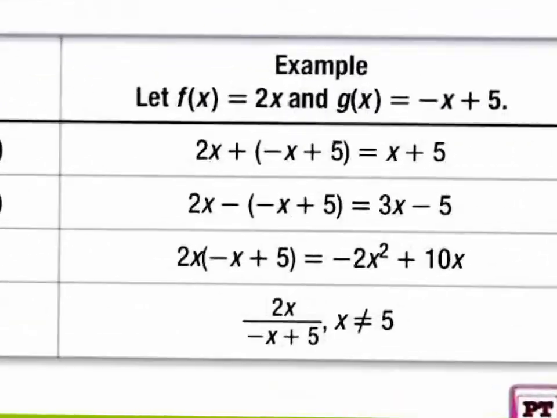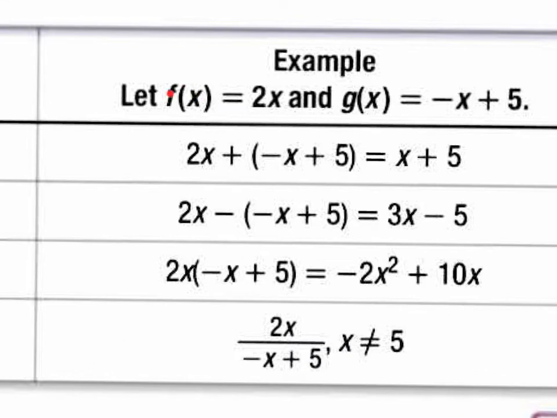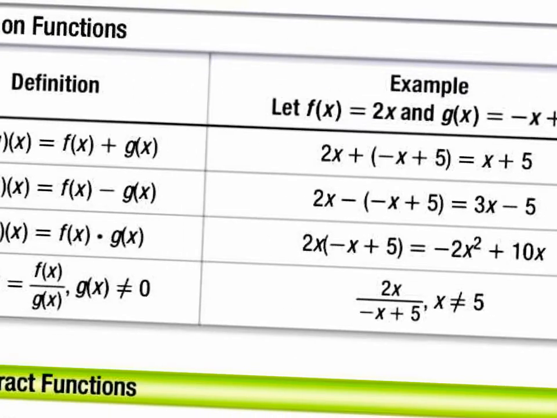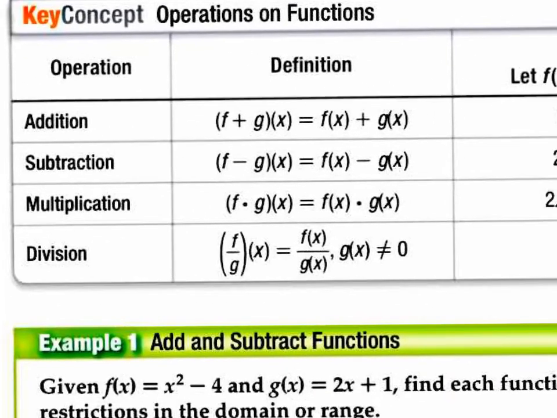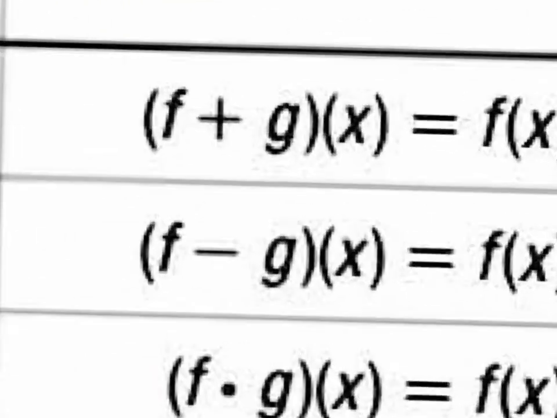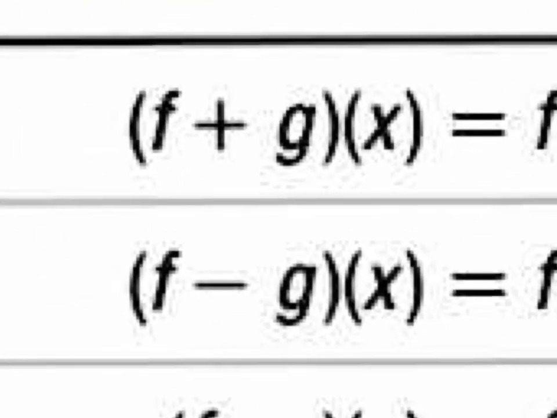So on the example here, they give you f of x being 2x and g of x being the binomial -x plus 5. And they ask you to do different things. So there's, of course, notation for it. This is the notation for adding your f function with your g function. So this is really saying to add f of x with g of x.